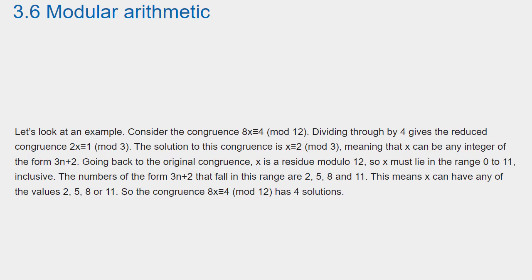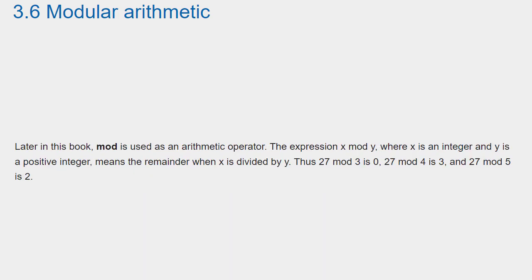Going back to the original congruence, x is a residue modulo 12, so x must lie in the range 0 to 11 inclusive. The numbers of the form 3n plus 2 that fall in this range are 2, 5, 8 and 11. This means x can have any of the values 2, 5, 8 or 11. So the congruence 8x is congruent to 4 mod 12 has 4 solutions.